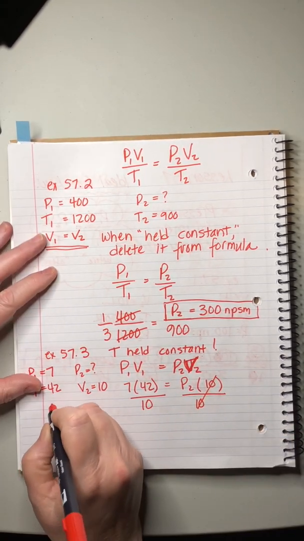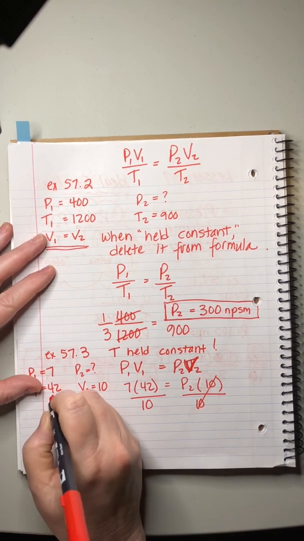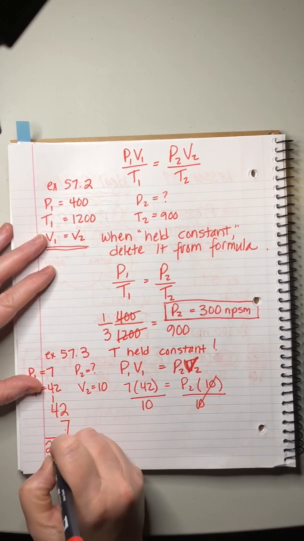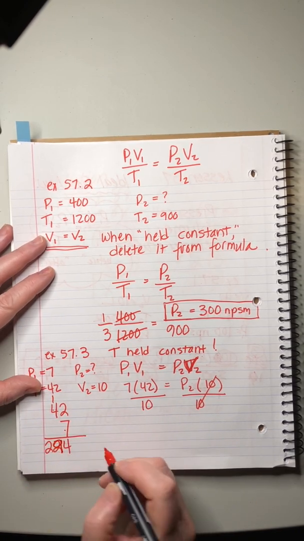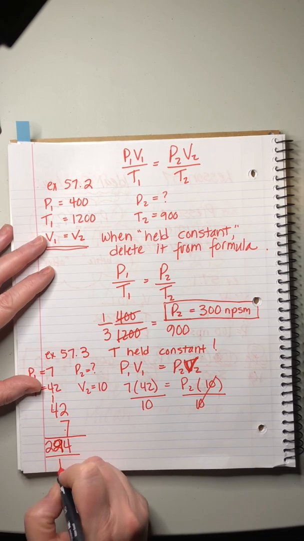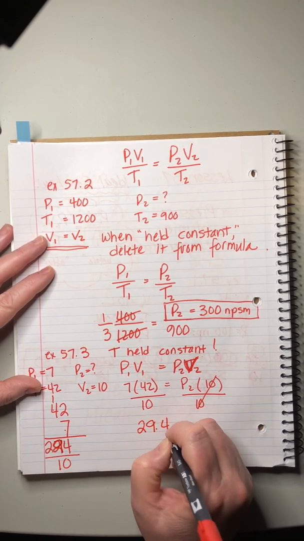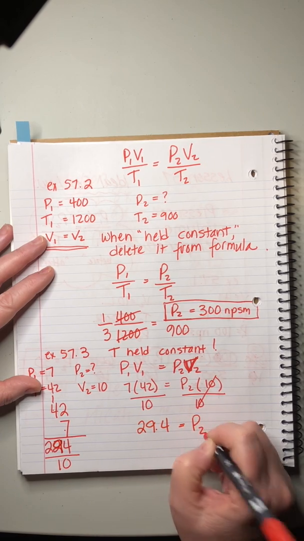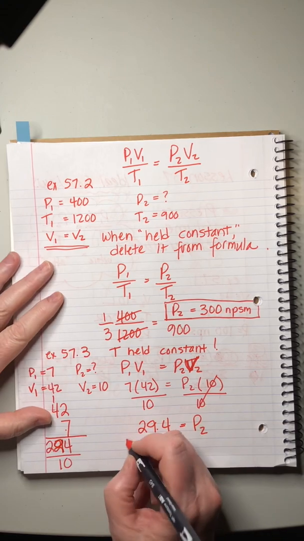So I'm going to multiply 42 times 7. 14, 28, 29. Whoops. What is happening with me today? It's 294 over 10. So it's going to be 29.4 equals P2. And the unit is atmospheres.